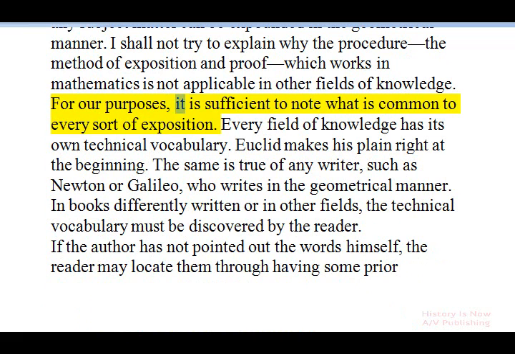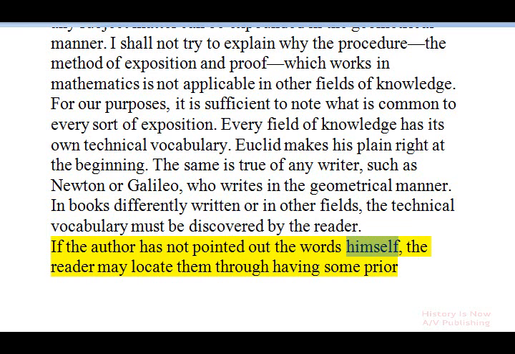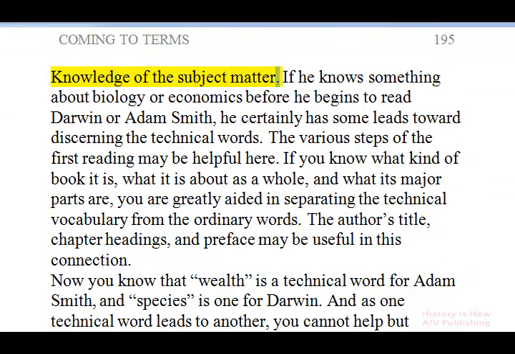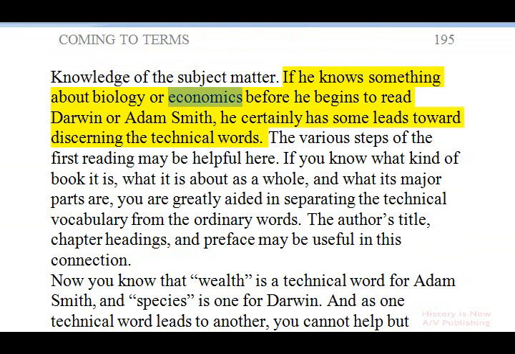For our purposes, it is sufficient to note what is common to every sort of exposition. Every field of knowledge has its own technical vocabulary. Euclid makes his plain right at the beginning. The same is true of any writer, such as Newton or Galileo, who writes in the geometrical manner. In books differently written or in other fields, the technical vocabulary must be discovered by the reader. If the author has not pointed out the words himself, the reader may locate them through having some prior knowledge of the subject matter. If he knows something about biology or economics before he begins to read Darwin or Adam Smith, he certainly has some leads toward discerning the technical words.